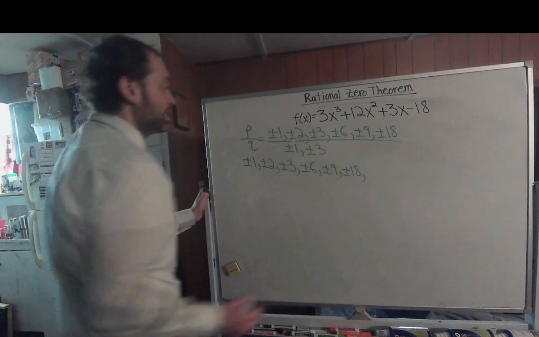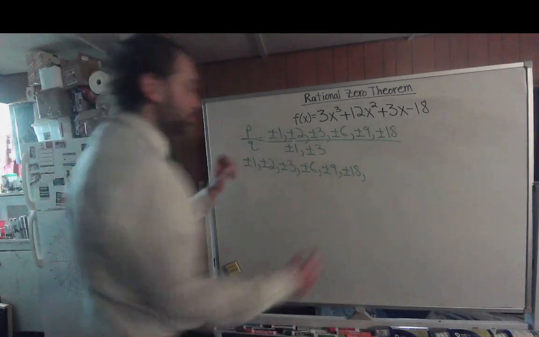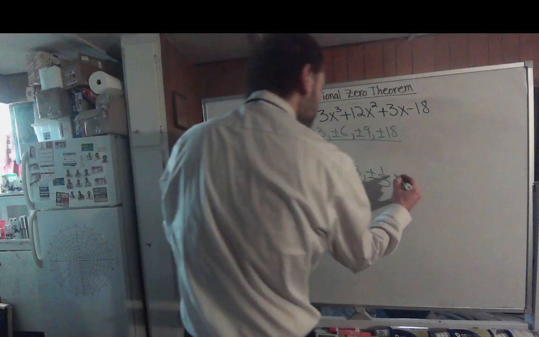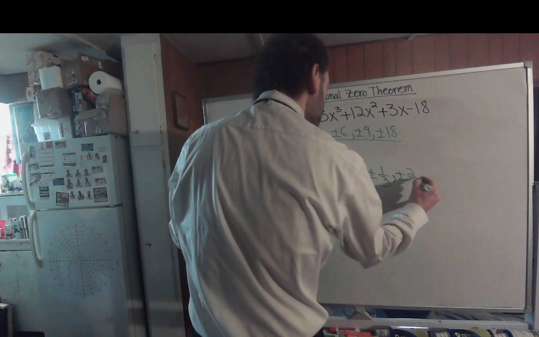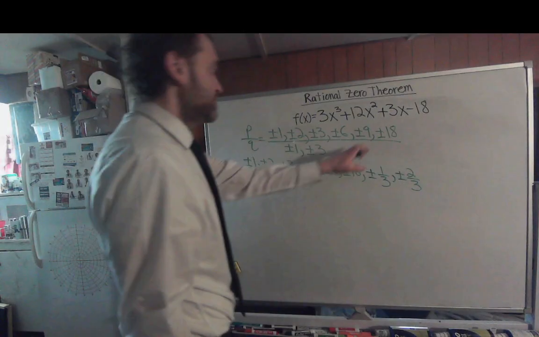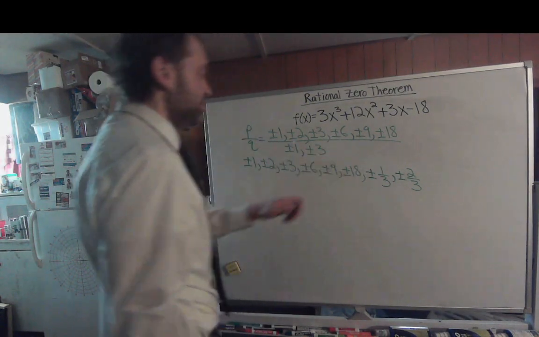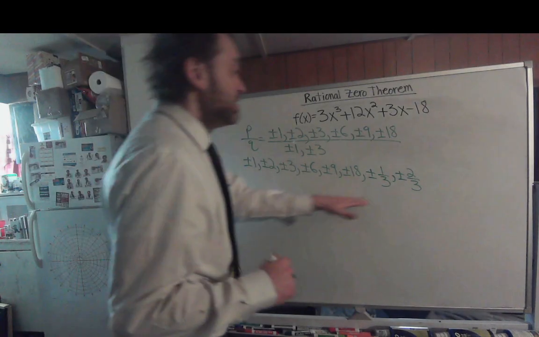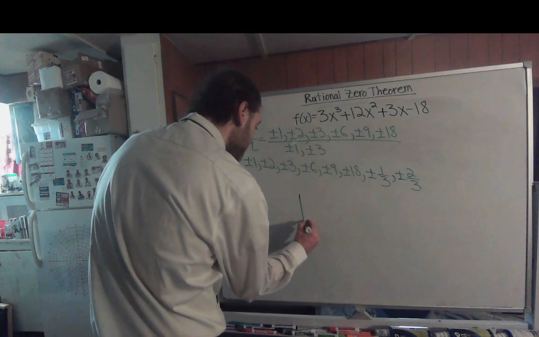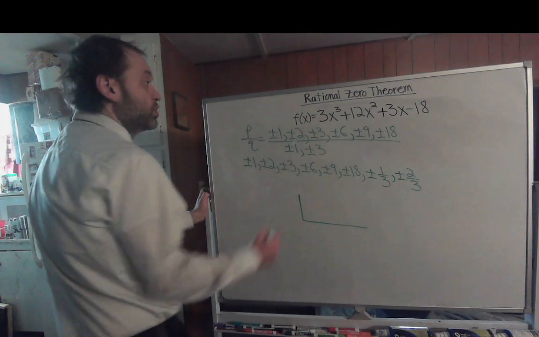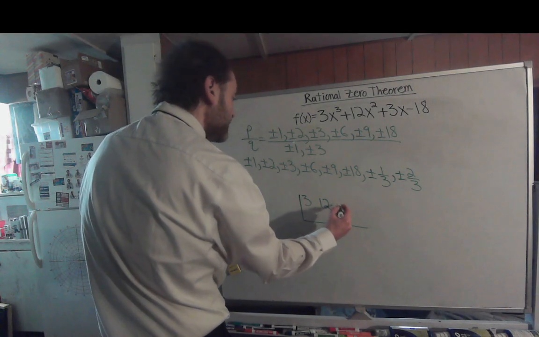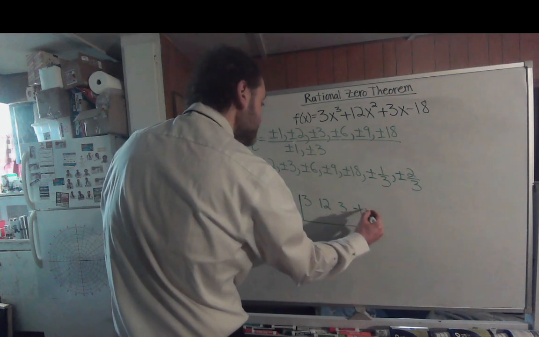Now divide everything by 3. Well, you could have plus and minus 1/3. What else? You could have plus and minus 2/3. Then everything else, 3 divided by 3 is already 1, 6 divided by 3 is 2, 9 divided by 3 is 3, 18 divided by 3 is 6. We already have those. So there are your possible rational zeros. Now let's do the synthetic division. Alright, so we got 3, we got 12, we got 3, and then we got negative 18.